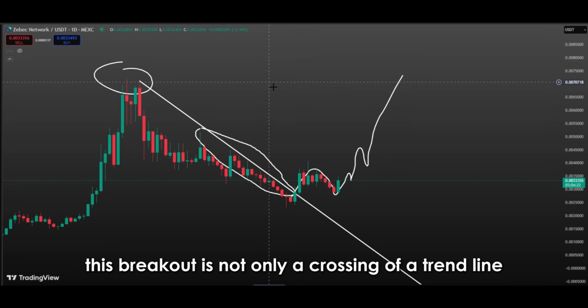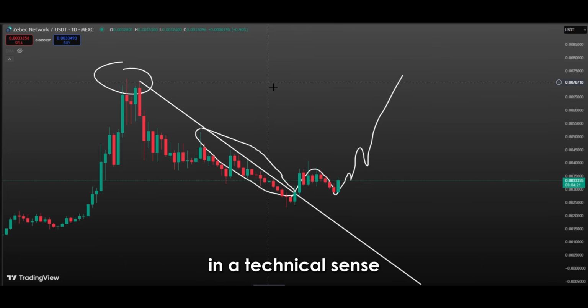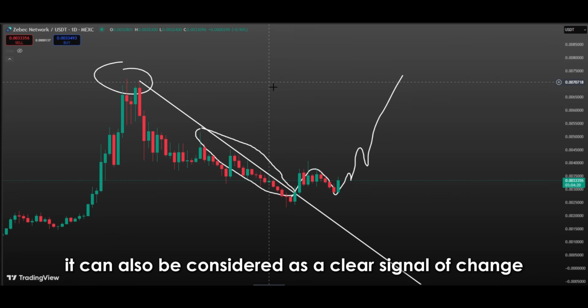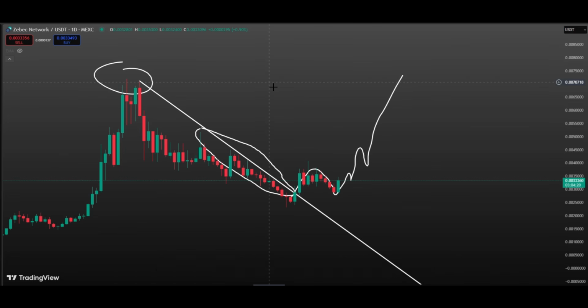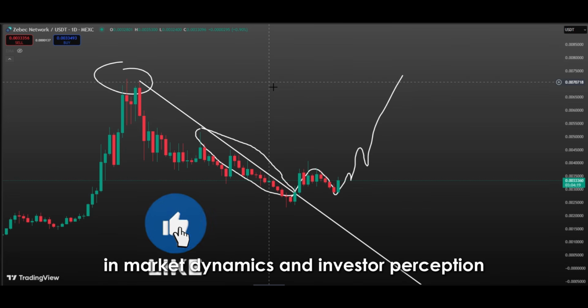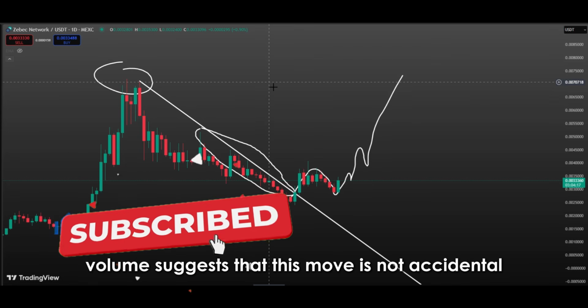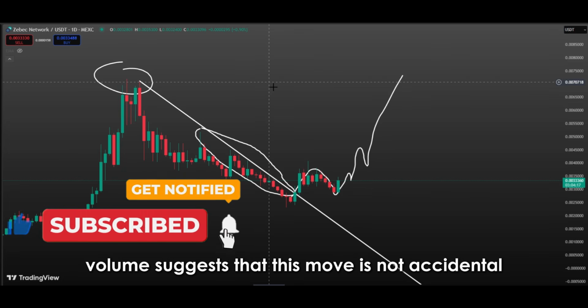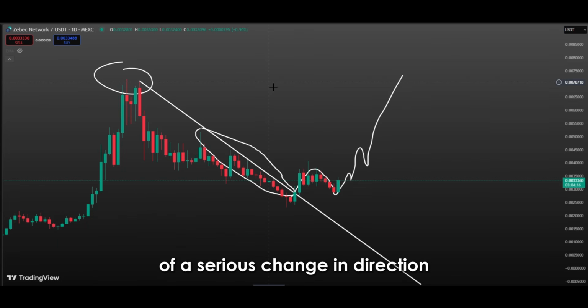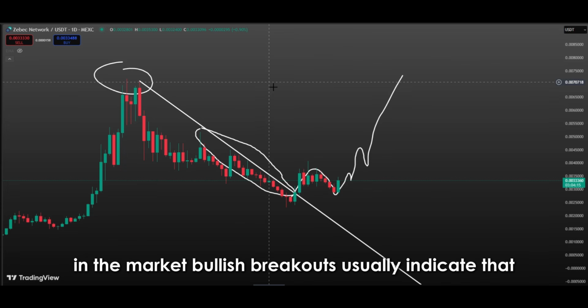This breakout is not only a crossing of a trend line in a technical sense, it can also be considered as a clear signal of change in market dynamics and investor perception. The fact that this breakout was supported by high volume suggests that this move is not accidental and may be the beginning of a serious change in direction in the market.